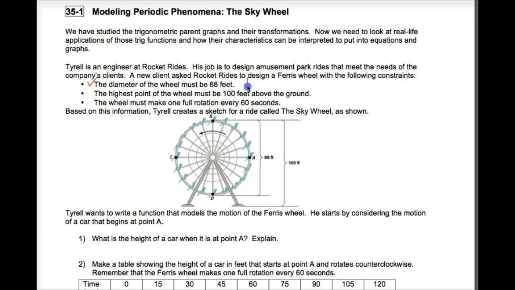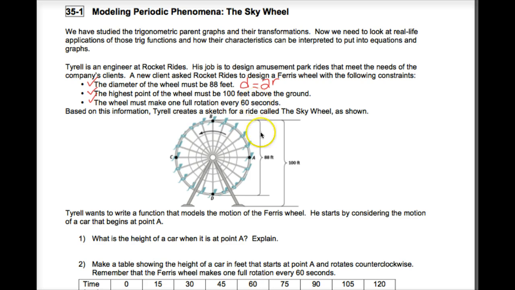Remember that diameter is twice the radius. It says the highest point of the wheel must be 100 feet above the ground. All right, so they're going to take that into consideration. And then finally, the wheel must make one full rotation every 60 seconds. So wherever you start, you're going to come back to that point 60 seconds later. Based upon this information, Tyrell creates a sketch for the ride called the Sky Wheel.